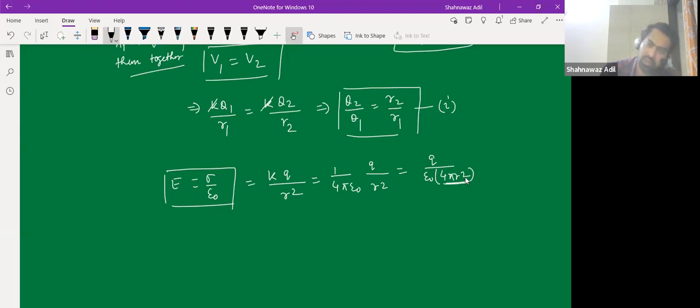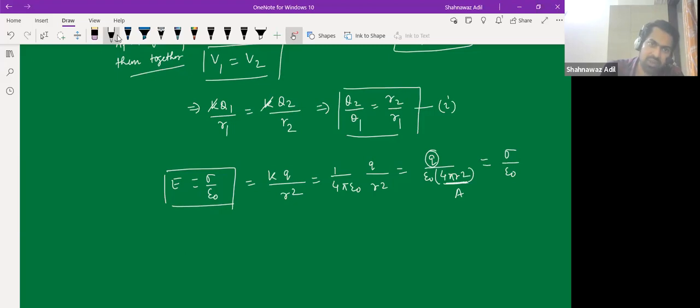What is 4 pi r square for a spherical surface? Yes, guys, surface area, right? So this is area and this is charge. So Q by A is the surface charge density, sigma. So I can write electric field as sigma by epsilon naught, right?